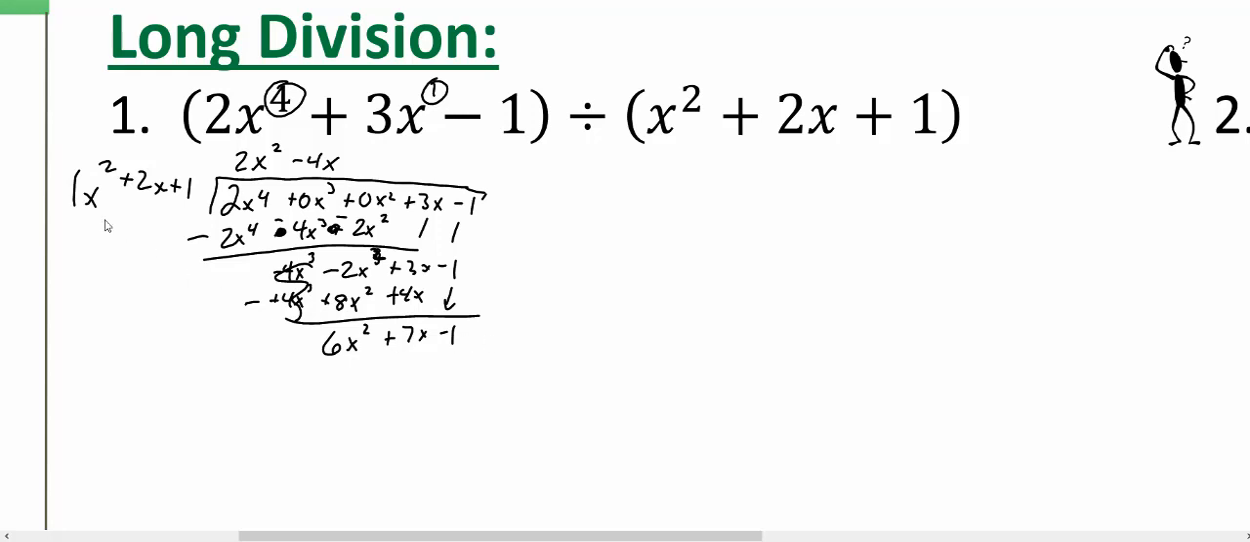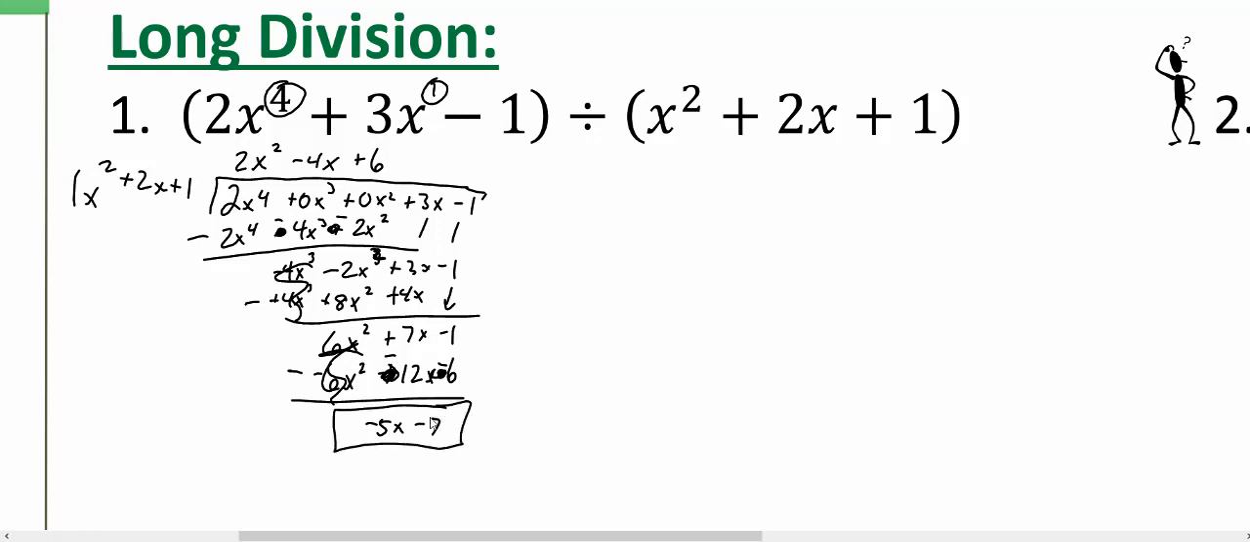Then I do it again. 1 times 6. x squared times nothing because x squared is already there. So then I distribute. 6 times that is 6x squared. 6 times that is 12x. And 6 times 1 is 6. Now I subtract, so I change the sign. So negative, negative, and then a negative. That goes away. 7 minus 12 is negative 5x. Negative 1 minus 6 is negative 7.